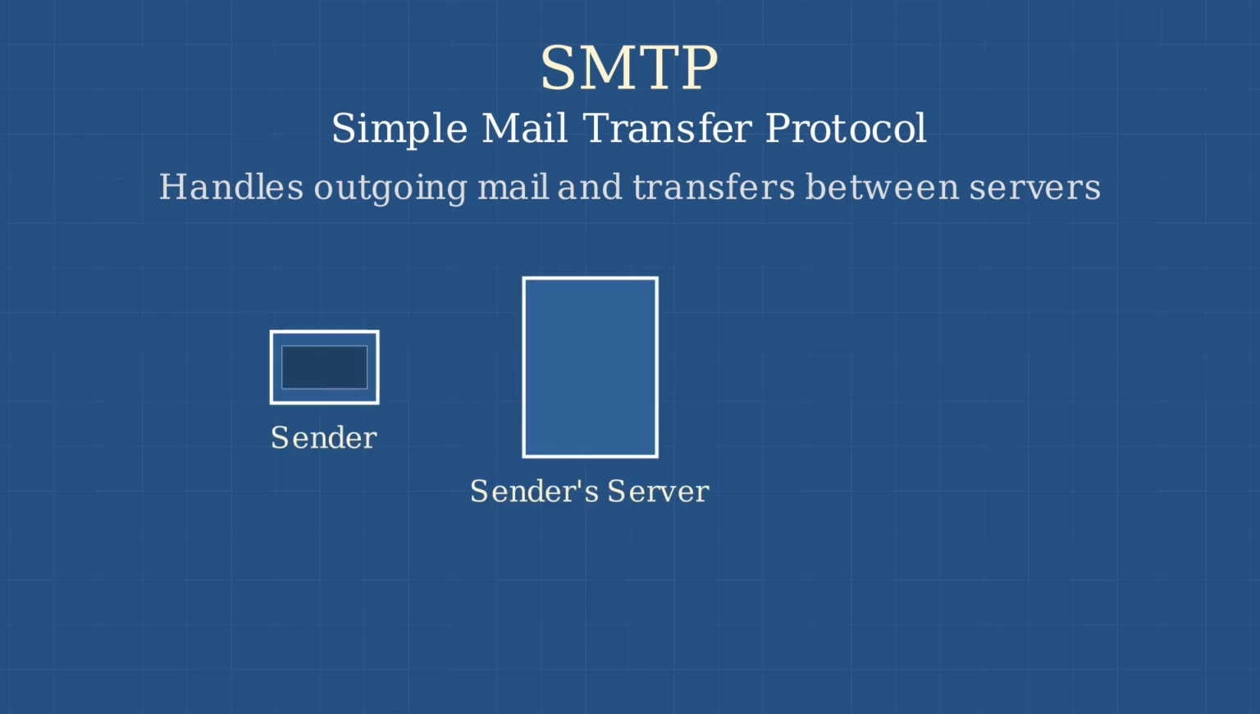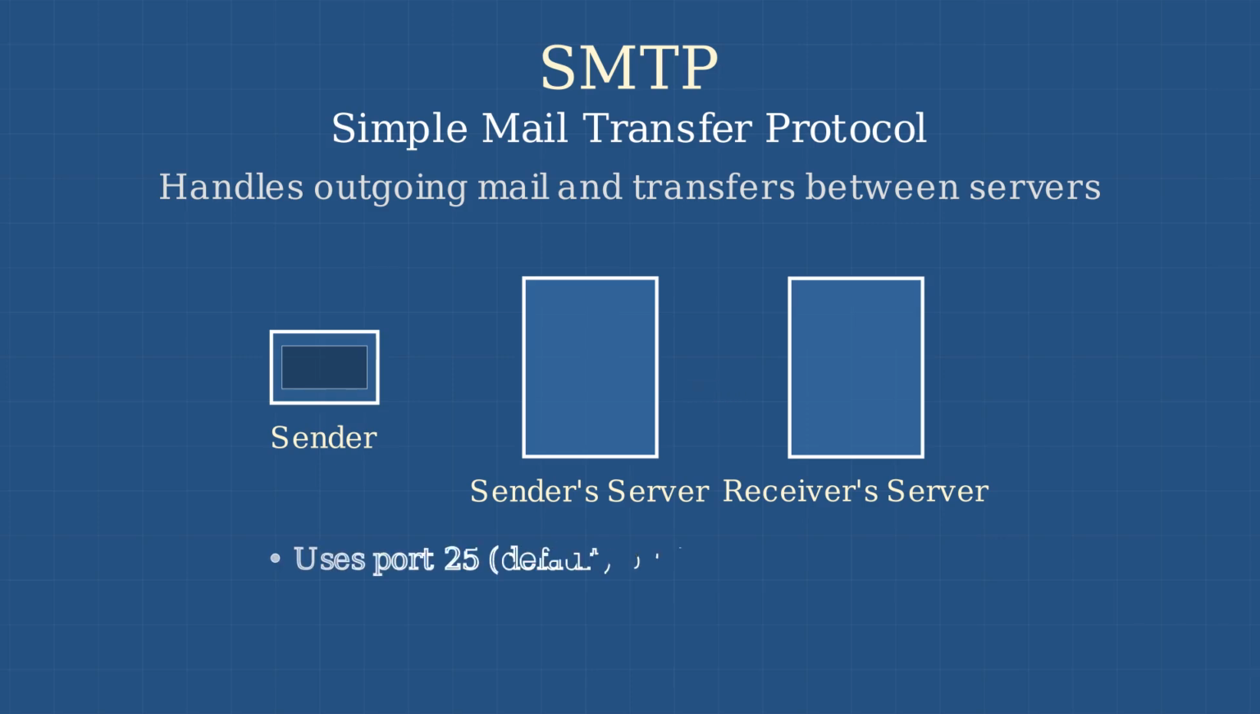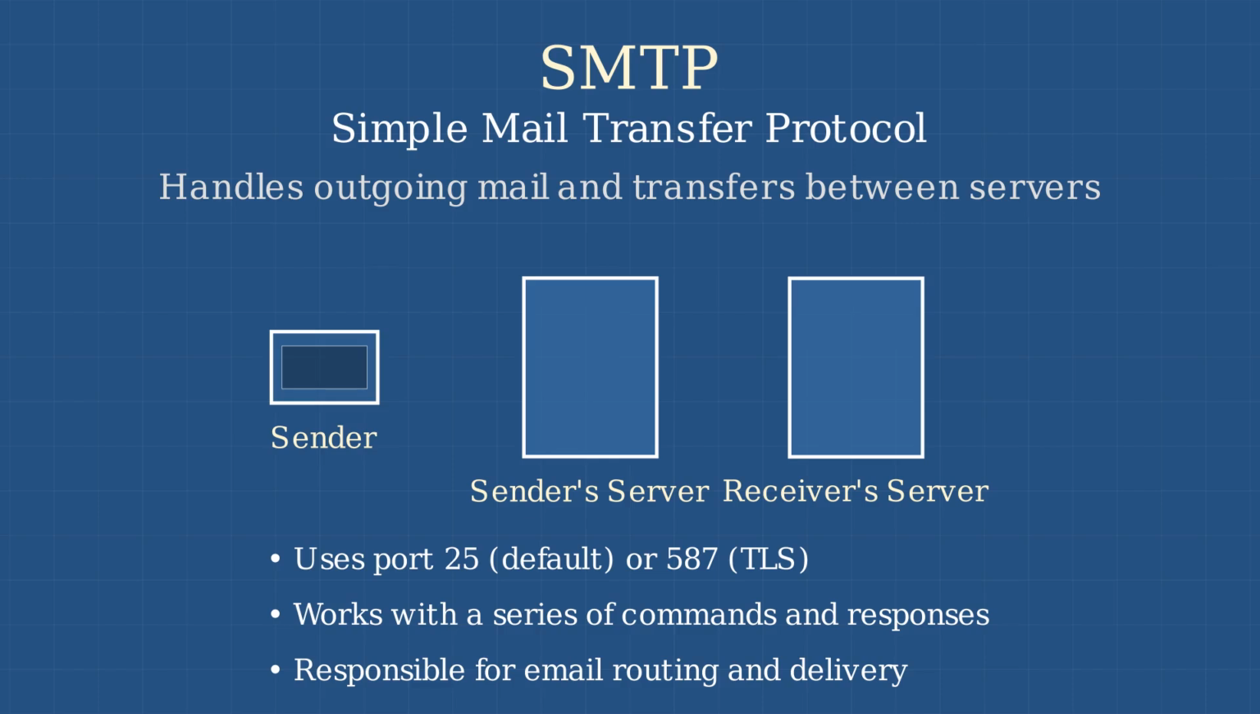When you send an email, SMTP first transfers your message from your device to your email provider's server. Then, SMTP handles the transfer of your email from your provider's server to the recipient's server. SMTP typically uses port 25 or 587 and operates through a series of commands and responses to ensure proper email routing and delivery.